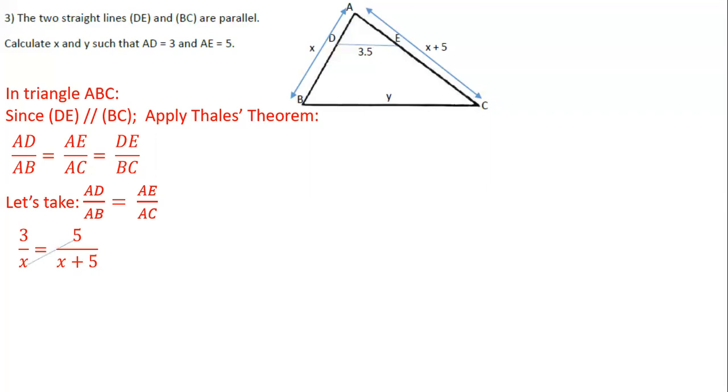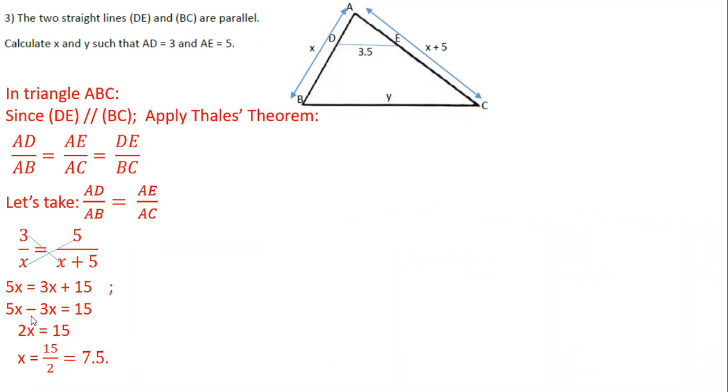Cross multiplication. So we cross multiply. Start cross multiplying. 5x equals 3 multiplied by x plus 5, which is 3x plus 15, right? Yes. So now we have an equation with the variable x.